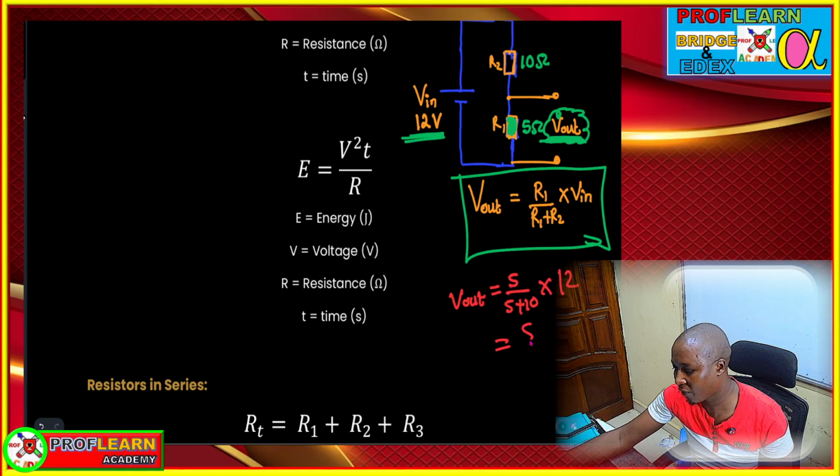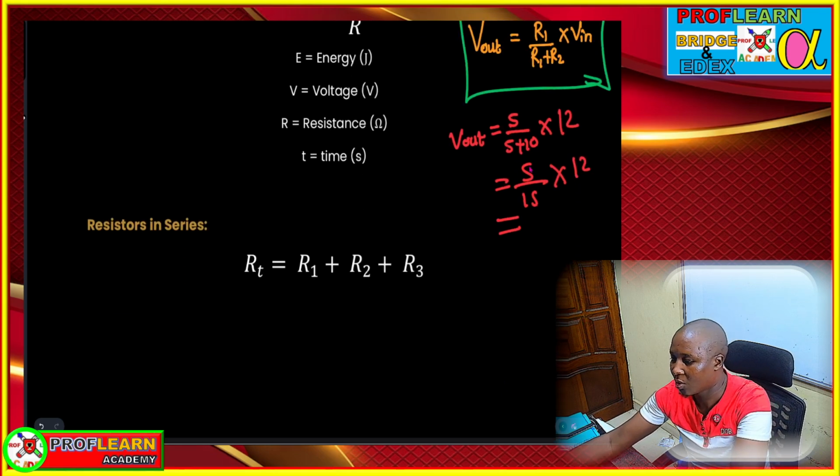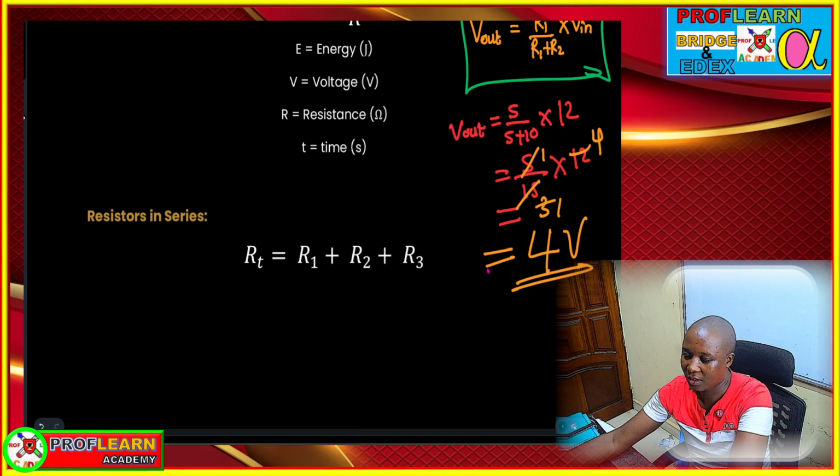So this is going to be 5 over 15 times 12, and this is going to translate to what? Let's see. 5 goes into 15 three times, and 3 times 12 is... once, then 4. So we shall have 4 volts as the V out. Our V out is that.